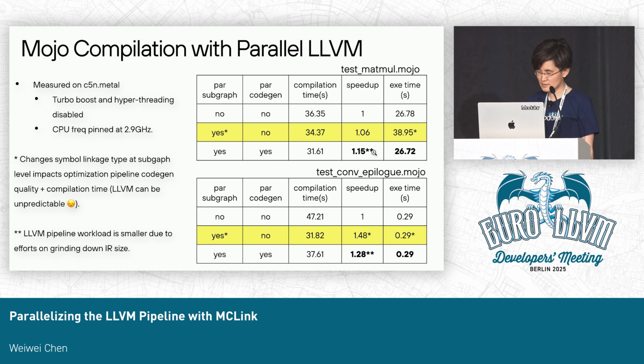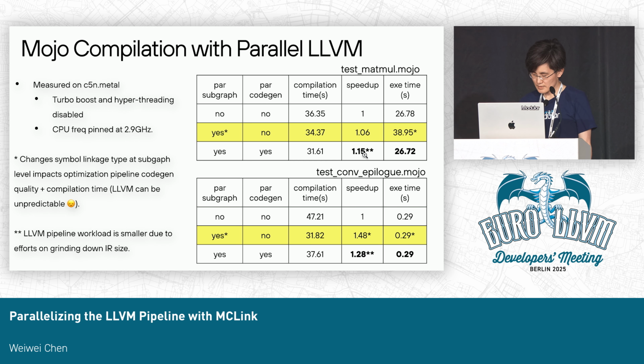You may also see that the speed up for the compilation time is not so impressive. Mostly it's because our LLVM pipeline is now much smaller compared to the whole Mojo compilation time, because at the same time, we also tried to really cut down the IR size. So now the parser and the more front-end part takes more time in terms of the whole Mojo compilation time.